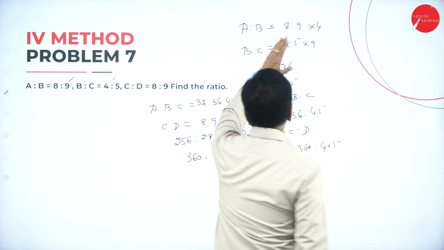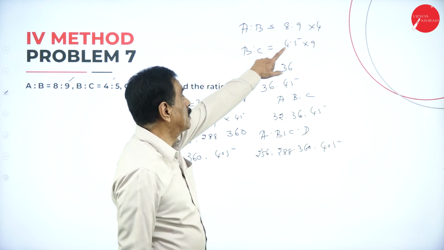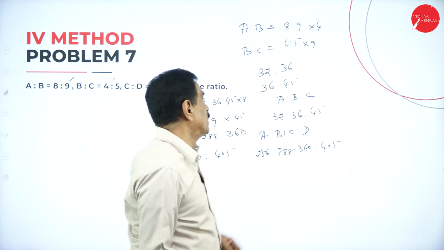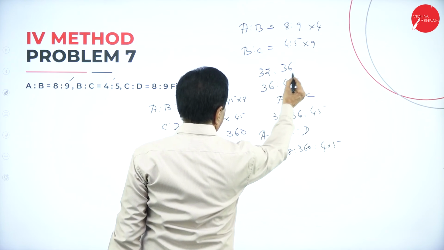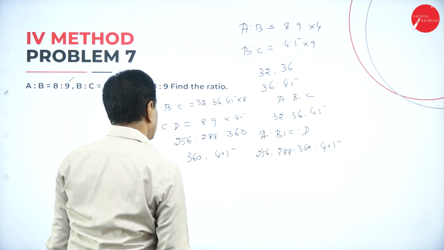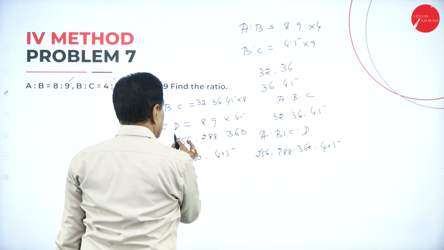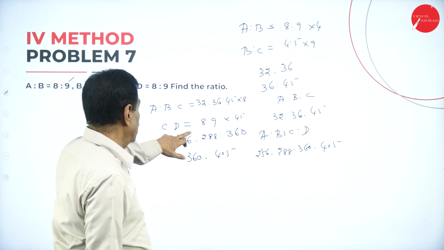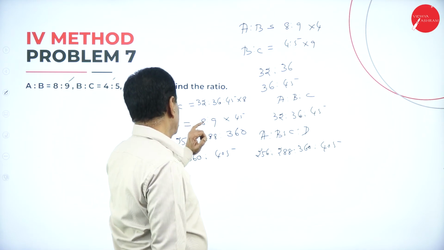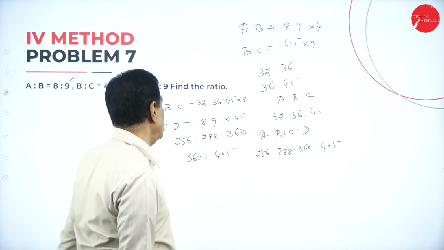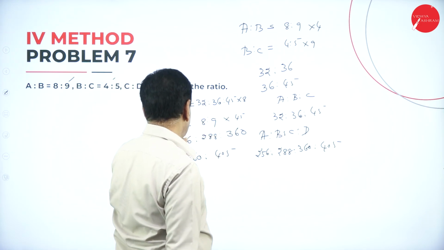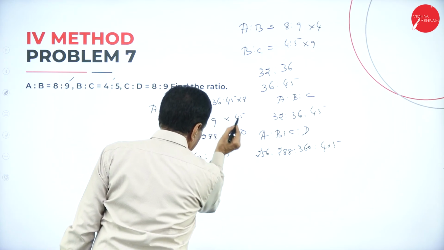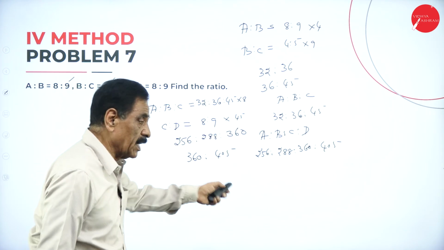Then A is to B, B is to C. What's a B value? 9. Here B value 4. This should be multiplied by 4. This should be multiplied by 9. So it will come 32, 36, 36, 45. So 32, 36, 45, C and 8 and 9, which is common here. B and C. So 8 here. I multiplied this. I multiplied this. C is 45. Put it here. So they are in the ratio here.